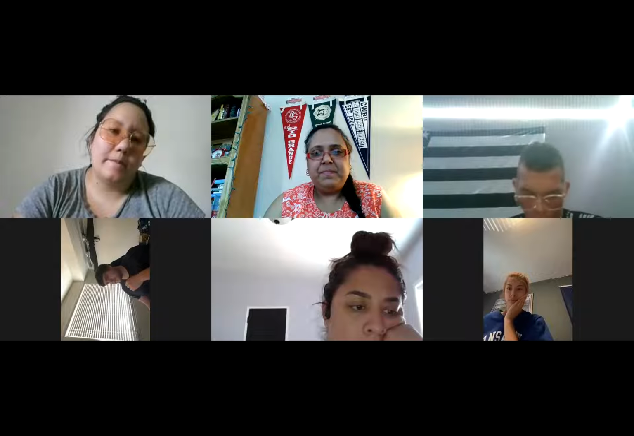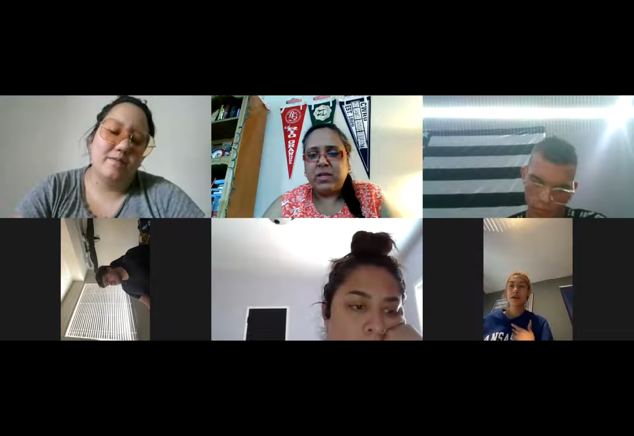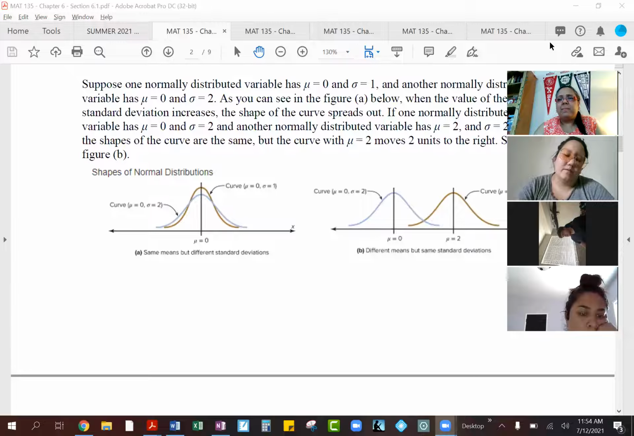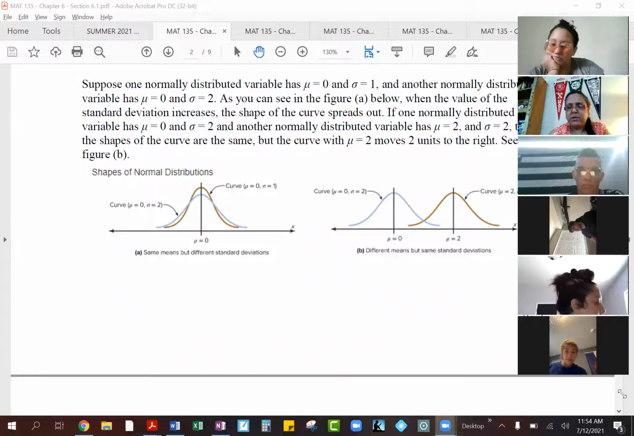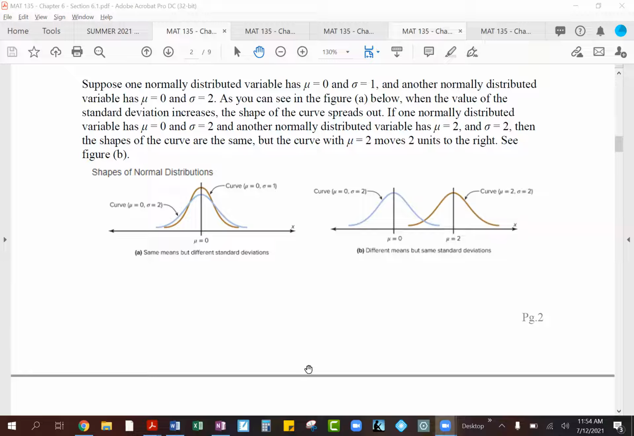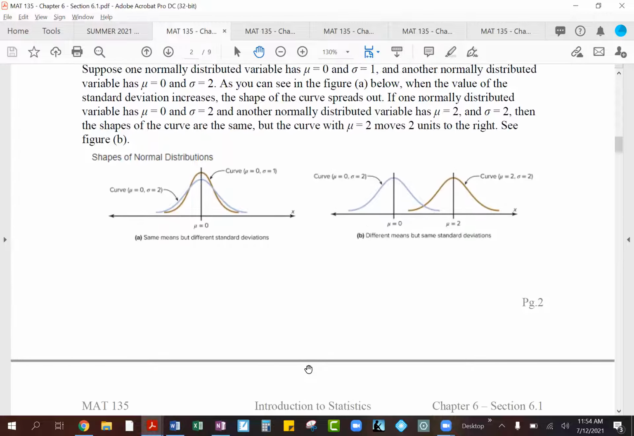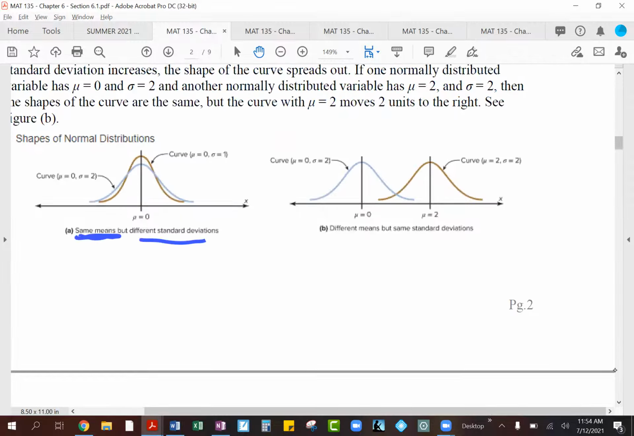So let me just show you some basic things here. Let me share my screen with you. So I'm showing you the handout. And remember, you have these handouts in D2L available to you. So they get into a brief discussion over here of what happens when you are looking at a normal curve where both curves have the same mean, but they have different standard deviations. And let me make this a little bit bigger.